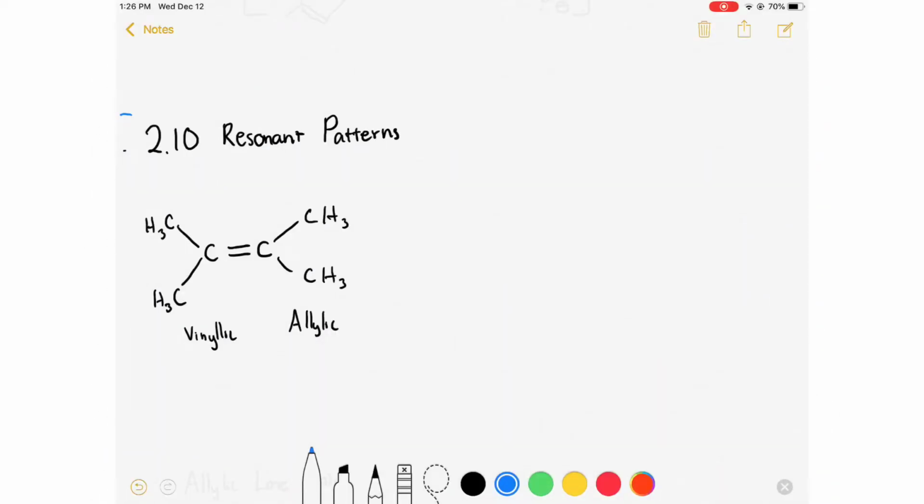2.10 is about being able to recognize structures that can help you form resonant structures, or recognizing patterns that could help you form resonant structures. The main pattern that would allow you to identify a resonant structure is something allylic, which means it is one away from something vinylic.